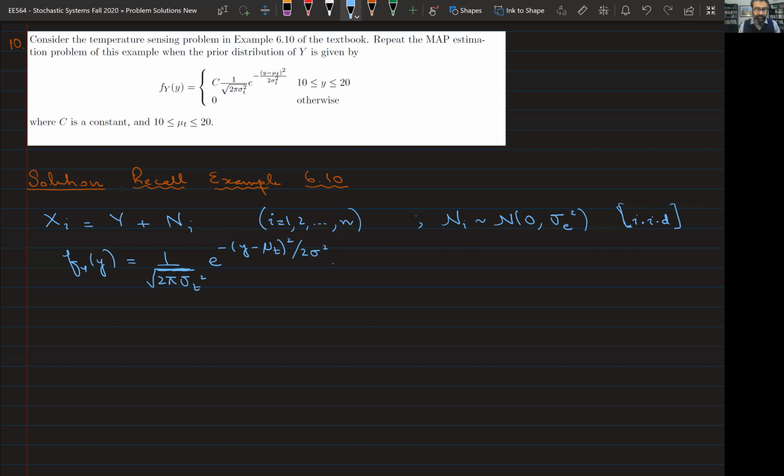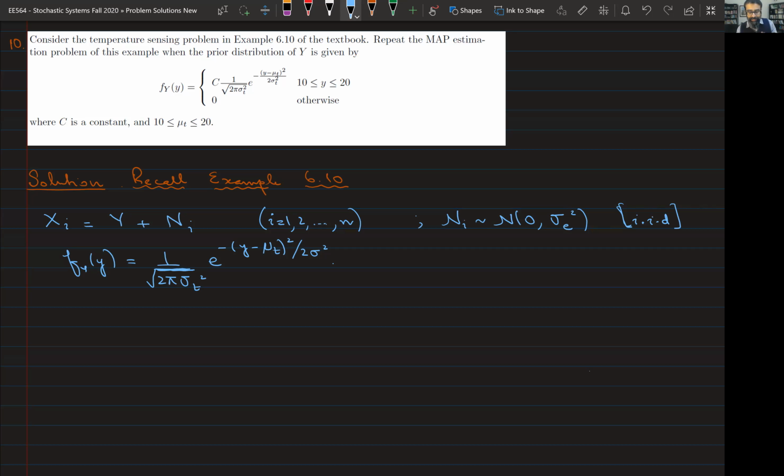Okay, so this is problem 10 of the homework, which is essentially just a simple extension of example 6.10 in our textbook. And just to give you a recollection of what example 6.10 is, this example was with regards to temperature sensing. So we have small n number of sensors, each one of which is measuring the temperature y, right?